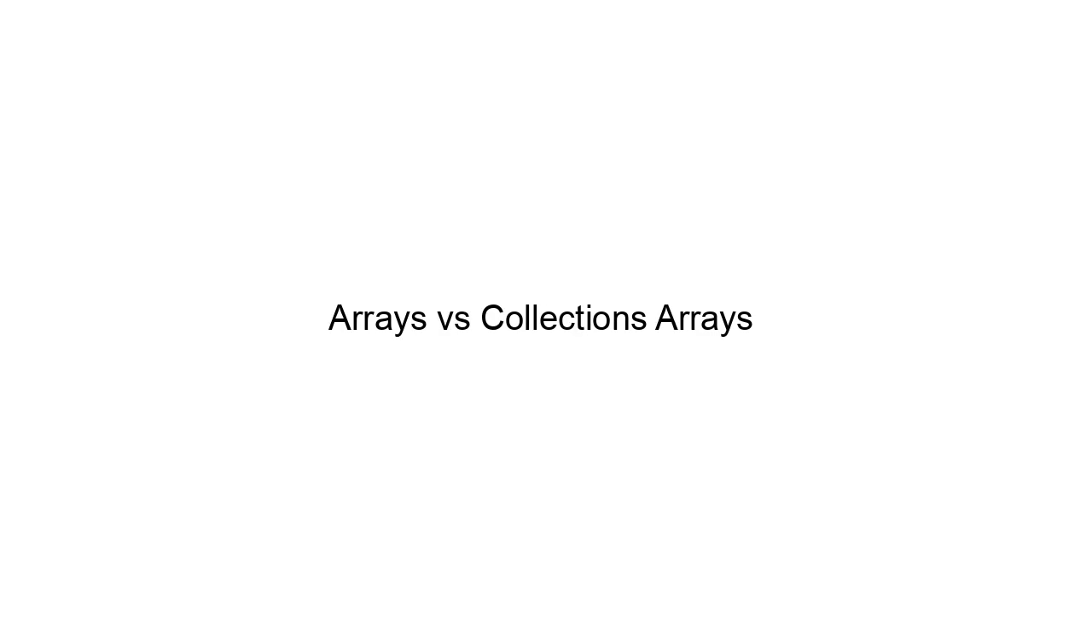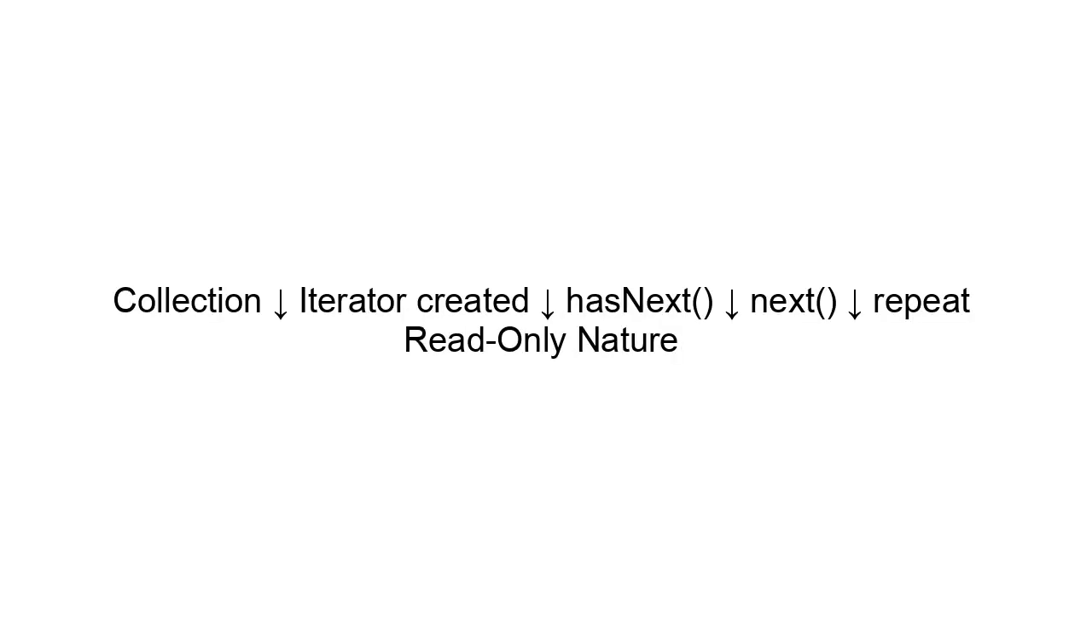Arrays versus collections. Arrays use index-based iteration internally. Collections use an iterator internally. Example flow: the collection iterator is created, then hasNext, next, and repeat.